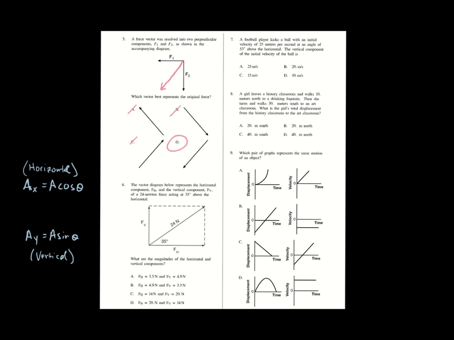So plug and chug. Let's focus on these numbers, 24 newton force, because that is the vector at the angle of 35 degrees. Cosine 35, this one is 24 newtons. Sine of 35 degrees. If you plug those into the calculator and solve, you'll get that Ax, the horizontal one, is 20 newtons and the other one is about 14 newtons. What's there? Choice D.